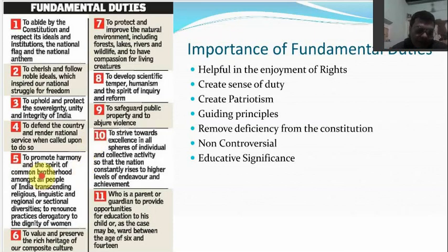Next is number 5, to promote harmony and the spirit of common brotherhood among all people of India, transcending religious, linguistic, regional, sectional diversities, to renounce practices derogatory to the dignity of women.